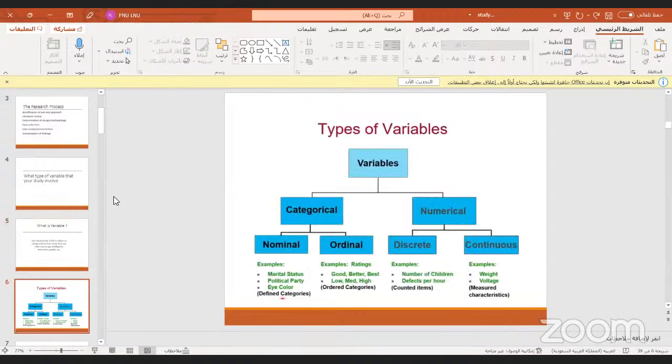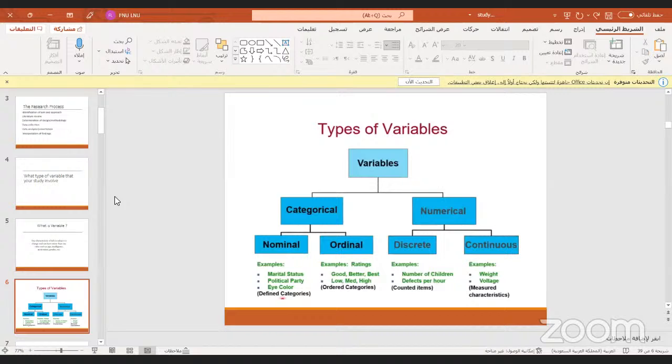These are briefly the types of variables. It's divided into categorical and numerical. Categorical is further divided into nominal, like marital status and eye color, and ordinal. Ordinal, from the name, is like an order. For example, using a questionnaire, examples like good, better, best, and sometimes like low, medium, and high. These are ordinal categorical variables. The other type is numerical, which is subdivided into discrete and continuous.